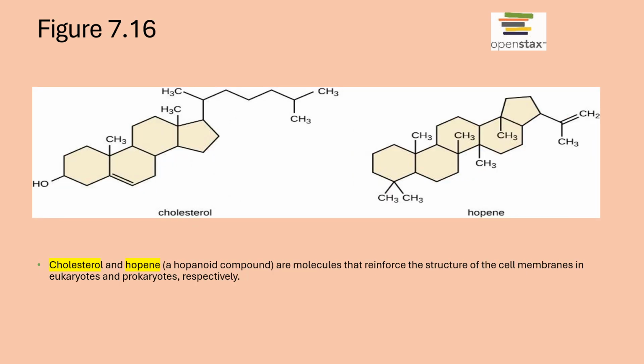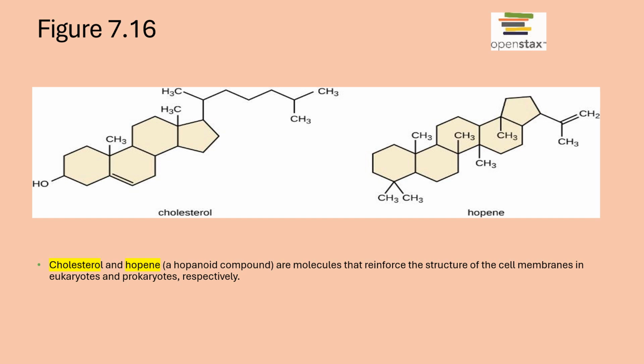And then this is showing cholesterol over here on the left. It is this 4-ring structure, multiple carbons on it. That helps to stabilize the cell membrane in eukaryotic cells. It's also used in animals as kind of a template for making some of your hormones, your lipid-based or steroid-based hormones.